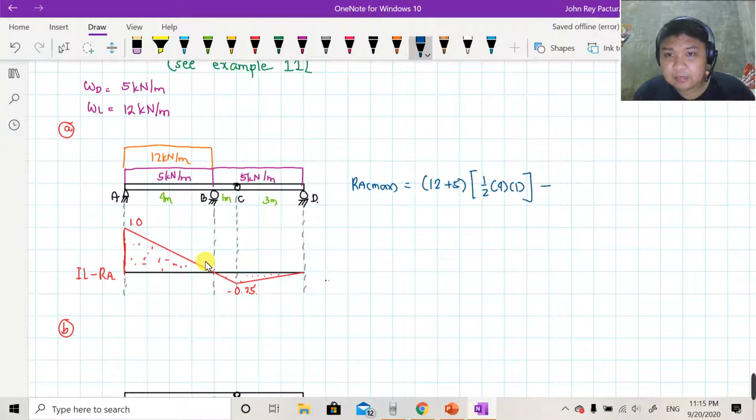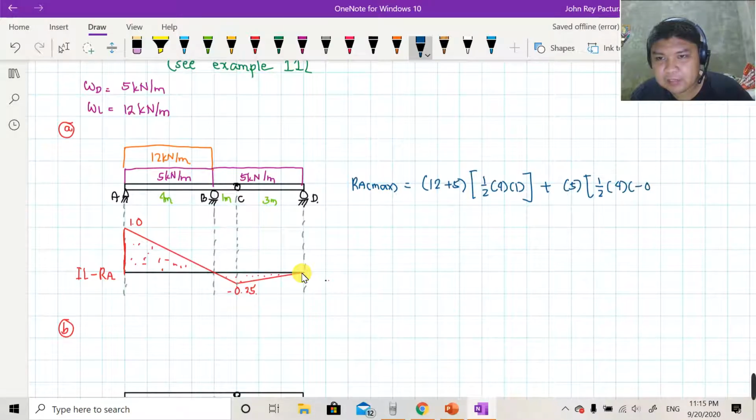Kaya lang, may i-consider pa tayo class na 5 kN per meter, pero yung dead load na lang na 5 kN per meter. So even this one, imumultiply mo siya ng influence line counterpart to that span, which is itong negative nga. So lagay na lang natin na 5 siya, and that will be 1 half ng 4 din, pero this time negative 0.25. So wag kang mag-alala, magsasarili na lang yan class na magne-negative.